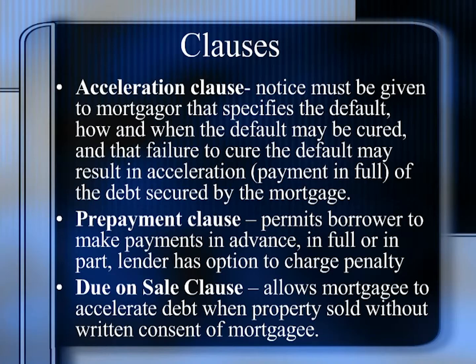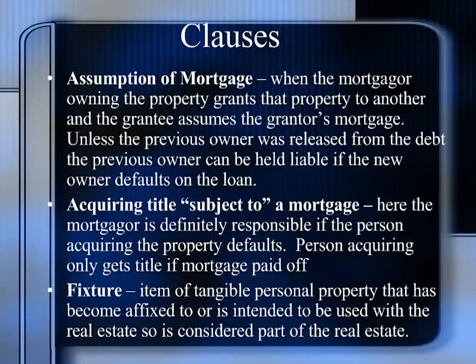The due on sale clause allows the mortgagee to accelerate the debt when the property is sold without written consent of the mortgagee. So they don't have to go and write to them and say, "Can we pay this off because we're selling it?" If they do have a sale, then they can pay it off.